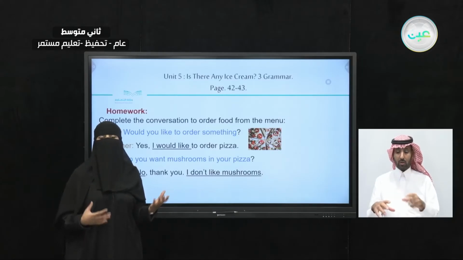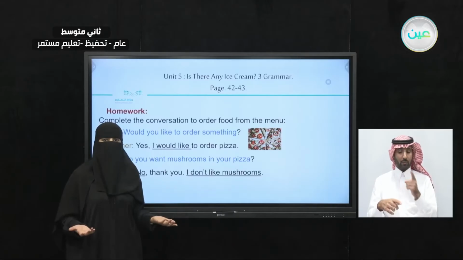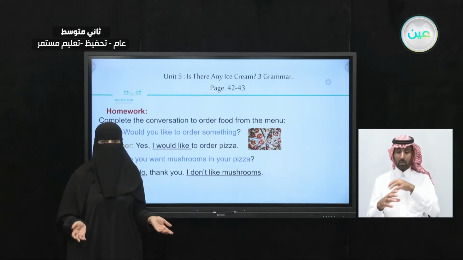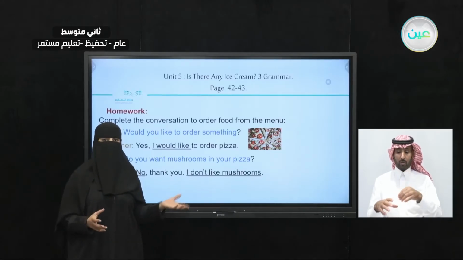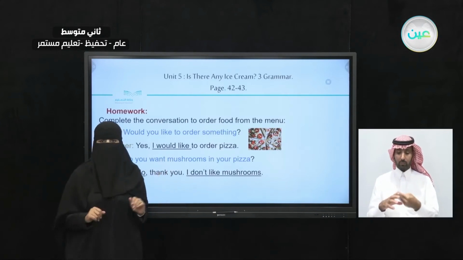So this is a preference. So the person said that they don't like the mushrooms. They don't want it in their pizza. So they did modify the order to have a pizza without mushrooms.